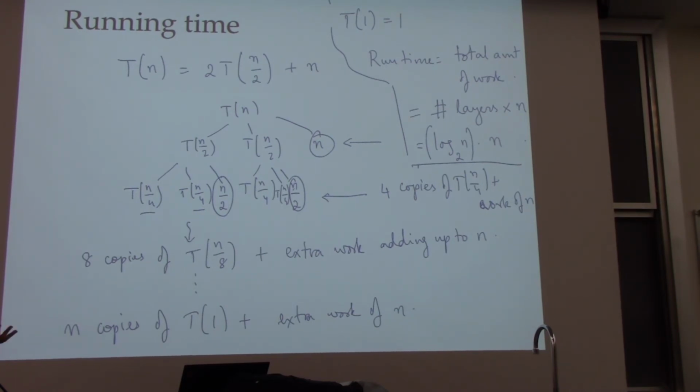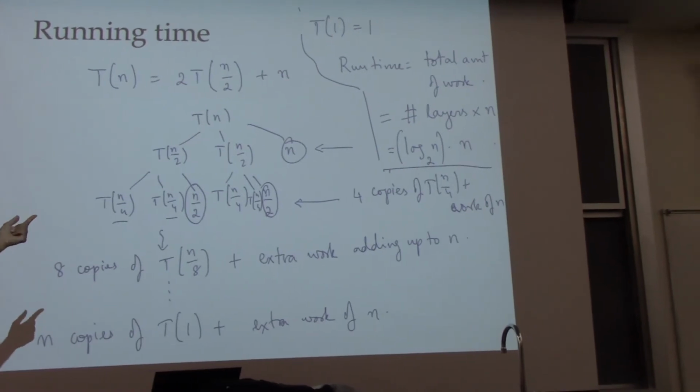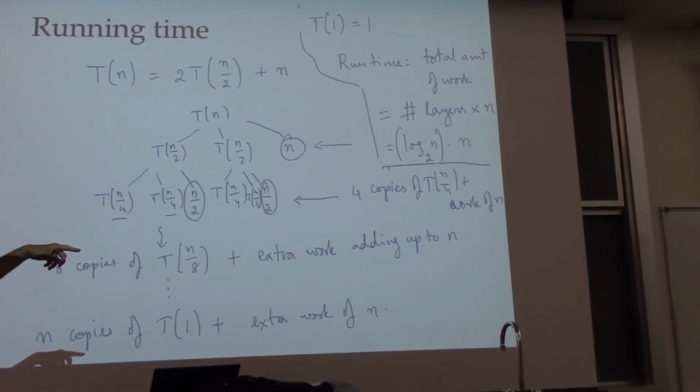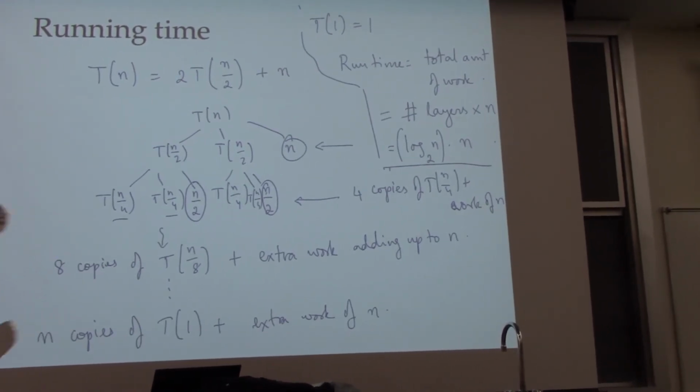I mean, if you really want, you could just write down something like this. You could say in the first layer of the tree, there's 4 copies of T of n by 4 plus work of n. Something like that. But if it's easier to draw and take a picture, just do that. Handwritten stuff, obviously, make sure it's legible and so on.